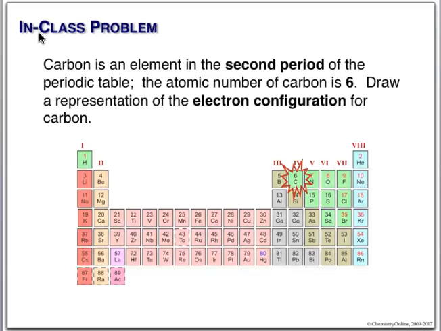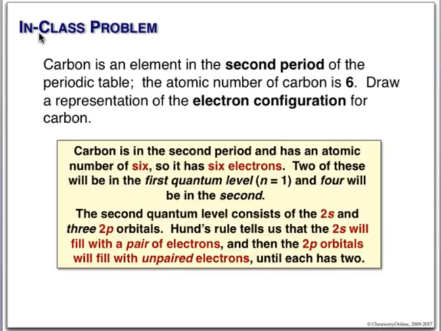So, here's what I said. We have 6 electrons. First one is full. We're going to have the 2s, which is going to be full. And we're going to have 2 p orbitals. We need to put 2 electrons in them. And so it's going to look like this.